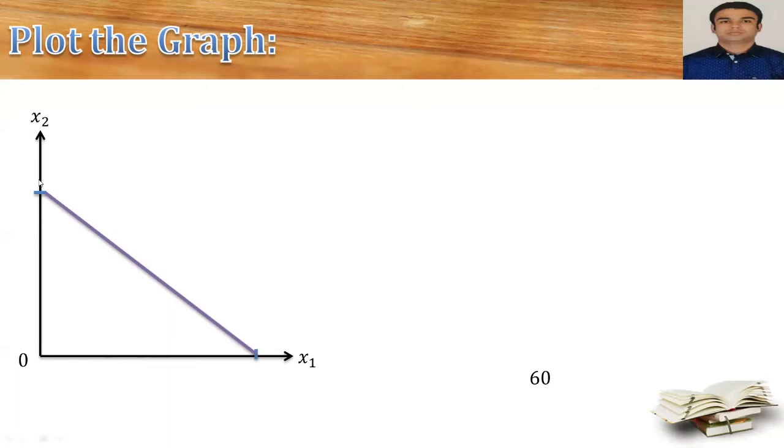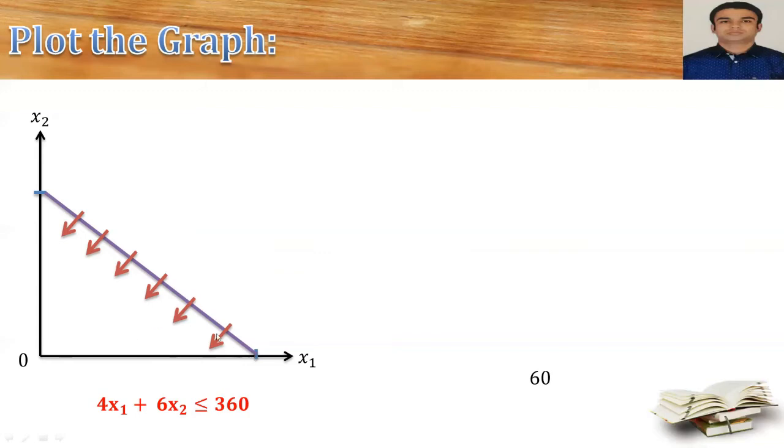Now we have 2 points. Draw the line through those points; this is our line. This is the graph of our line 4x1 plus 6x2 is greater than or equal to 360. Now, which area is considered for the feasible region? For the feasible region, I discussed in the last slide, if our constraint equation has a greater than or equal to sign, then the area considered will be on or below the line.